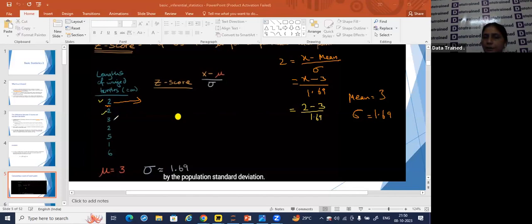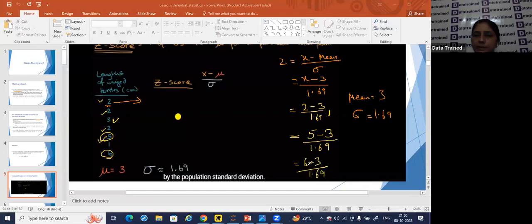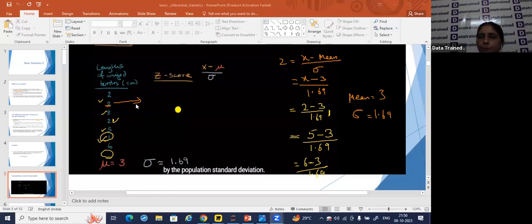Same here: for 3, 3 minus 3 will be 0. What about 5? Suppose I want to calculate the z-score value of 5. I'll write 5 minus mean divided by standard deviation. And for 6, I can write 6 minus 3 divided by 1.69. So we can calculate all these, and we get the z-score values.